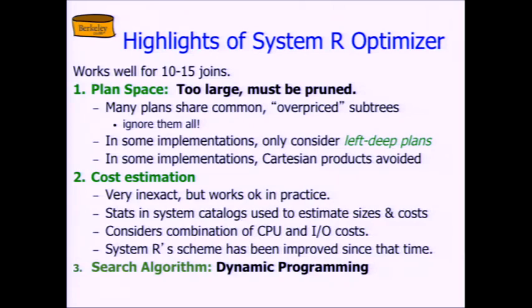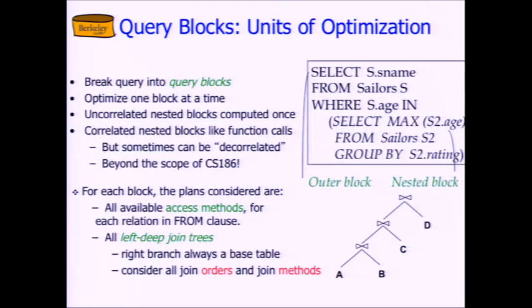Obviously, things have improved a lot since then, and we'll learn a bit about what's improved in selectivity estimation. So the search algorithm we're going to use is a dynamic programming algorithm. But first, let's look at the plan space.